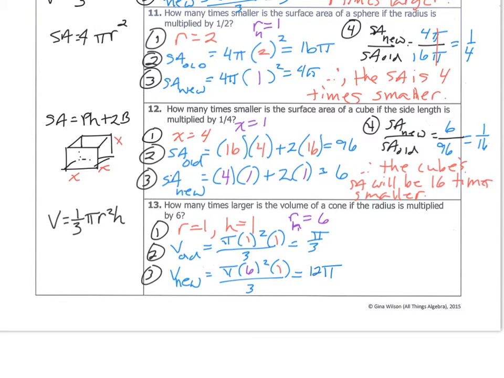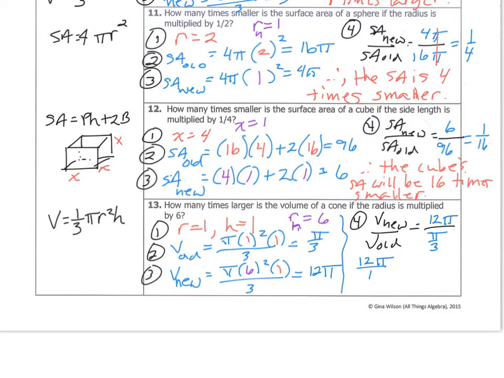So all that's left is to compare. So last step, we're going to compare the volume of the new, always new to old, to the volume of the old. So our new is 12 pi, and our old is pi over 3. So again, reviewing those fraction rules, we're going to ketchup, mustard, relish. So we're going to keep the 12 pi. I'm going to put that over 1.